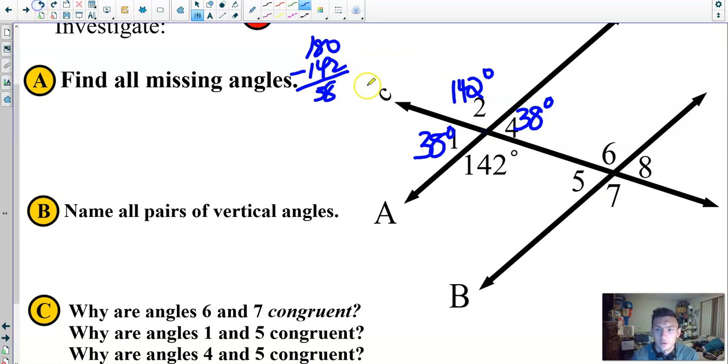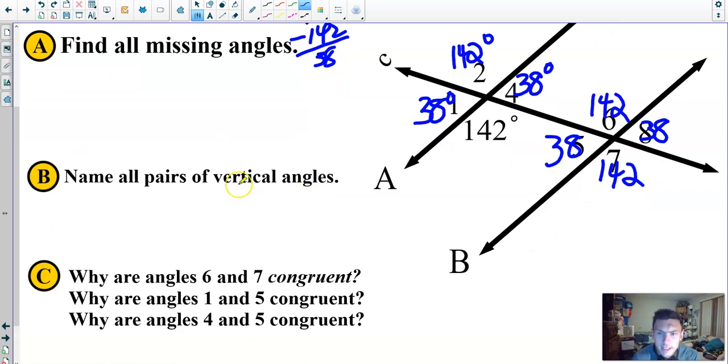Alright, and once we know these 4 angles, I can slide that information over. I can match it up. I can find the pairs of corresponding angles. So angle 5 is 38. Once I know 5, I know 8. And then angle 2 and angle 6 match up. So there's that. And once I know that, I know angle 7. So there's all the missing angles.